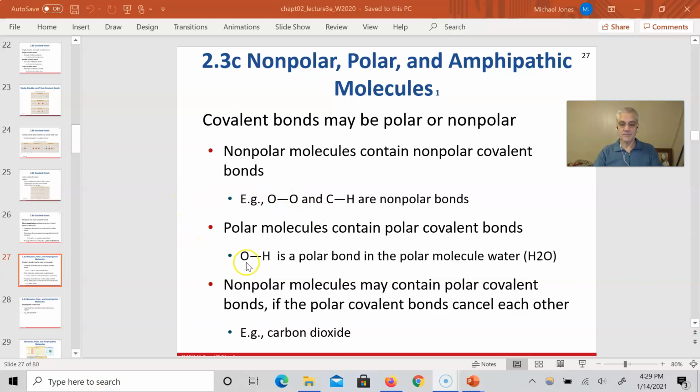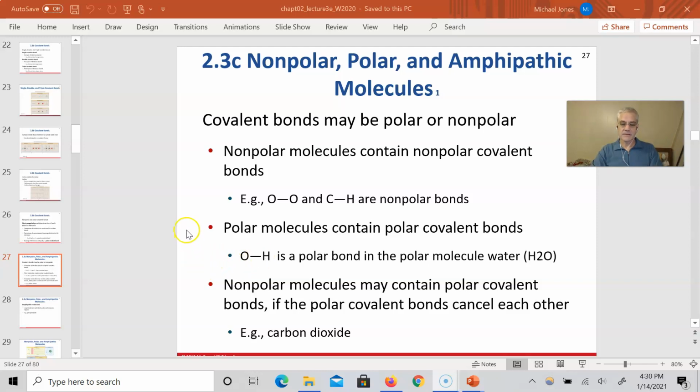A polar bond, like between an oxygen and hydrogen: oxygen is much bigger and pulls harder on that pair of electrons. That makes oxygen a little bit more negative, and it makes the hydrogen a little bit more positive. Slightly, tiny, not quite to the ionic level. But it's polar, it's polarized, we say.